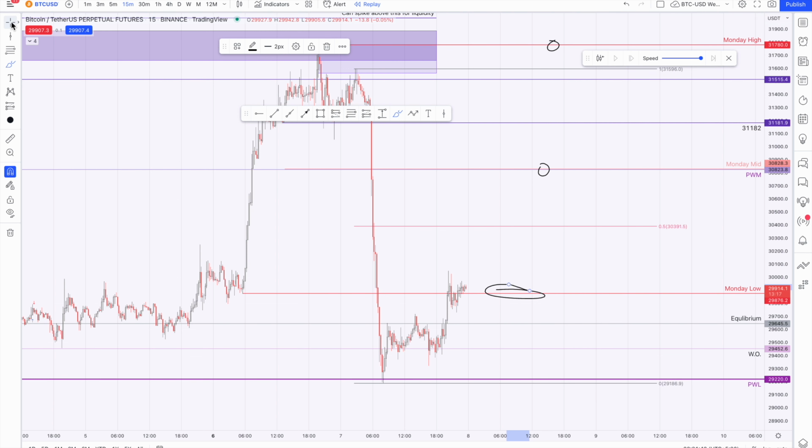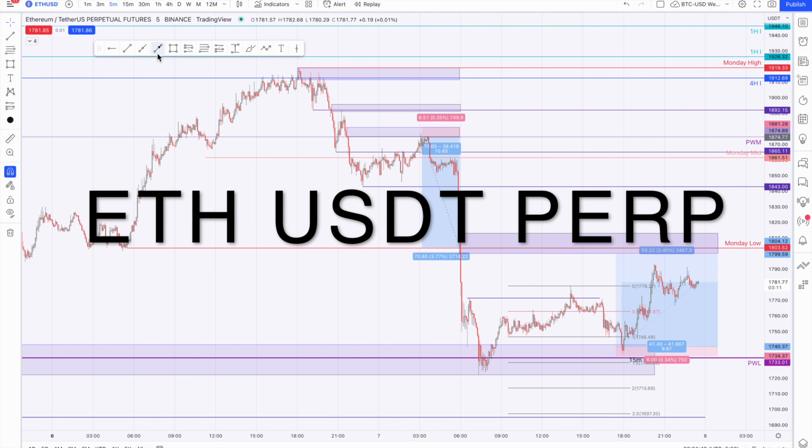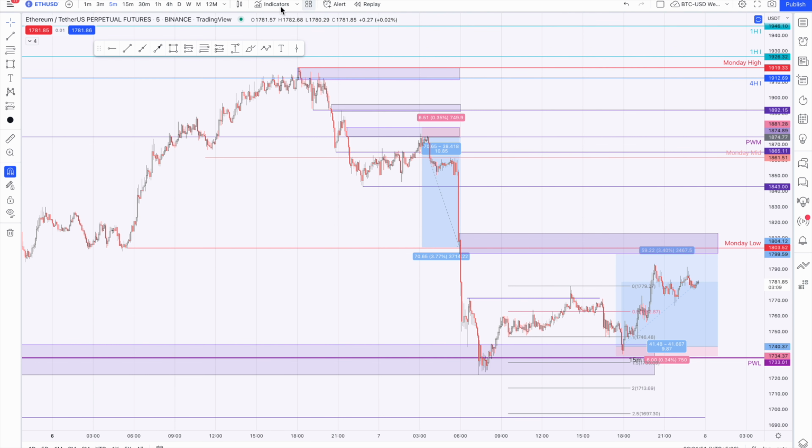All right, now let us have a look at Ether USDT, and this was a really nice setup. I'll just walk you guys through it.